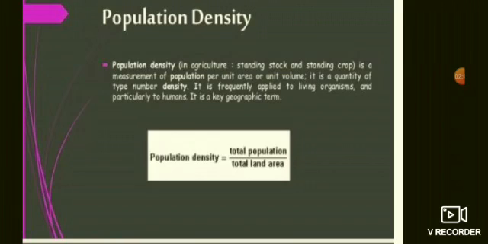The population of an area is described on the basis of three parameters. One is the number and kind of individuals of a species, second is the given space or area, and third is the time.